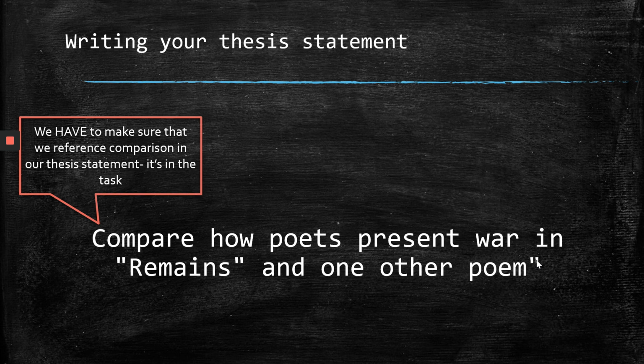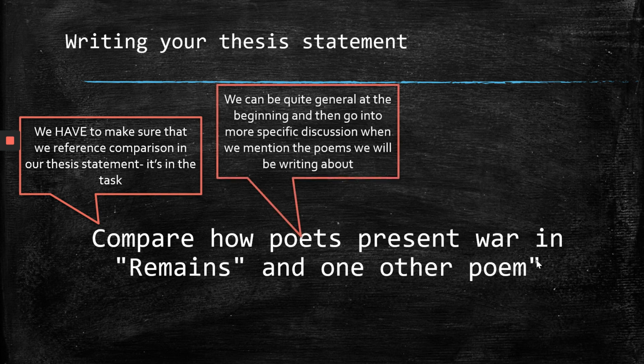So in the task, it's what we have to do. That doesn't mean we have to use the word compare. We could just talk about two poets or many poets and difference. That's all going to talk about comparison. Then we can be quite general at the beginning and then go into more specific discussion when we mention the poems we will be writing about, because it's said compare how poets present war, and then it's gone specific with Remains and one other poem.